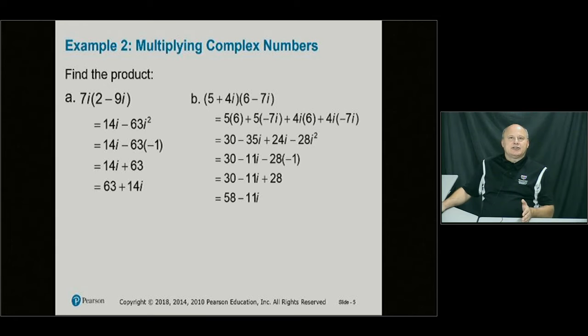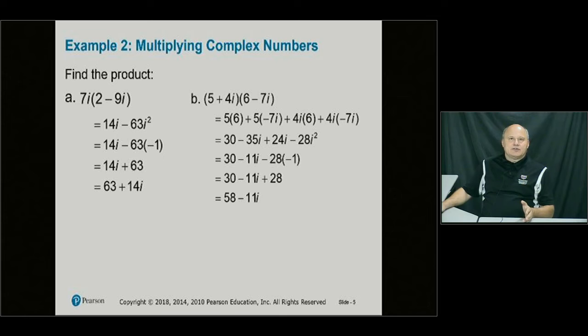So let's look at that. You multiply the 5 times the 6. That's going to be 30. And then multiply the 5 times the negative 7i. That's going to be the outer. So then you multiply the 4i times the 6. That's the inner terms. And then the 4i times the negative 7i, and that's the last terms. Okay, so it's just like FOIL when you were doing that in the course before this.